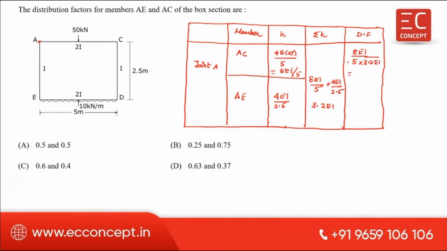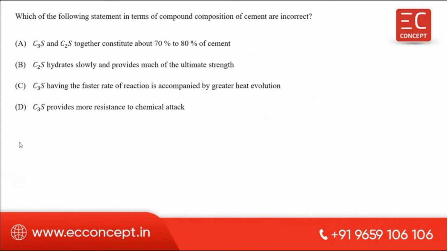So the answer for this is 0.5 you are getting. Similarly, 4 divided by 2.5, this is also 0.5. So the answer for this question is A. Okay, A is the answer, 0.5 is your answer. I hope you understood. Now we can move further.